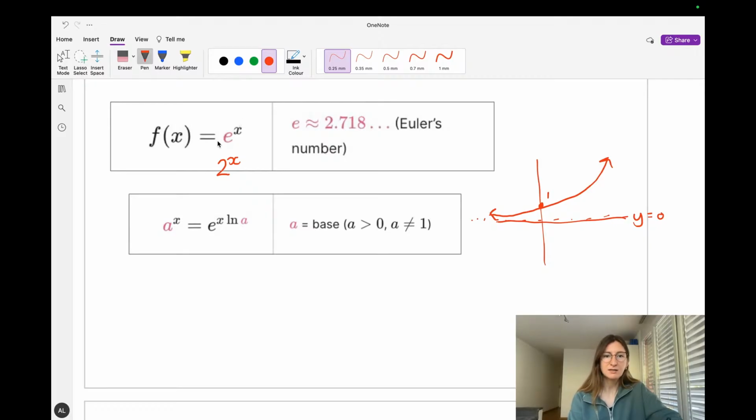But this E does special things, and that could be an interesting IA topic, but you guys are done with IA, so never mind that. But for now, all you need to know is it's just a normal exponential function.